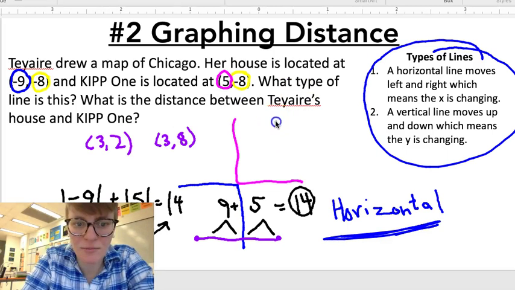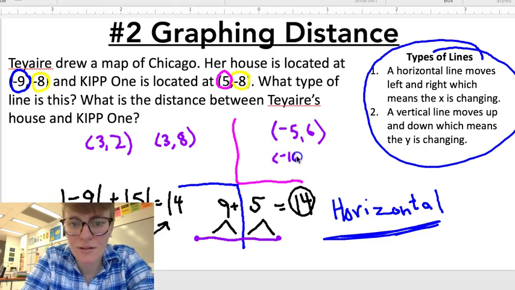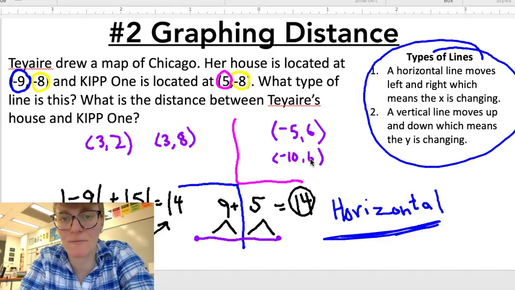Let's look at this option. If it was from (-5, 6) to (-10, 6), guess what that one should be?